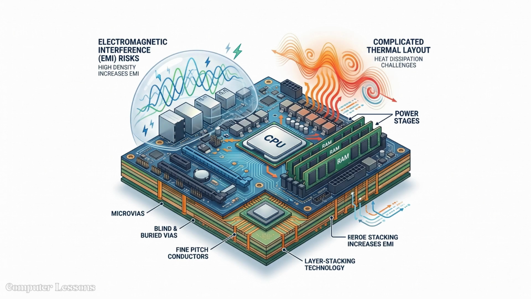Motherboard miniaturization is achieved through high-density interconnect PCB technology, stacking multiple layers of circuitry within a thin footprint. This allows components like the CPU, RAM, and power stages to be packed tightly together. However, this density increases the risk of electromagnetic interference and complicates the thermal layout.